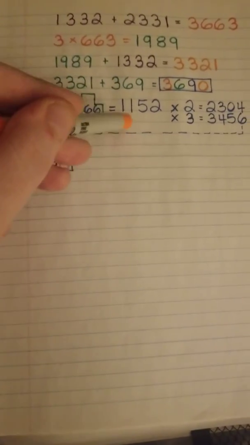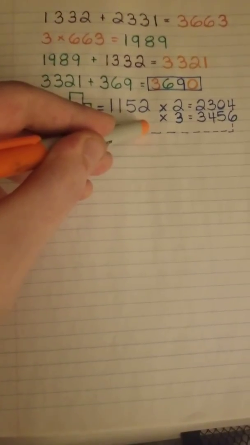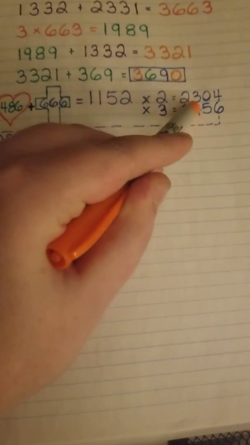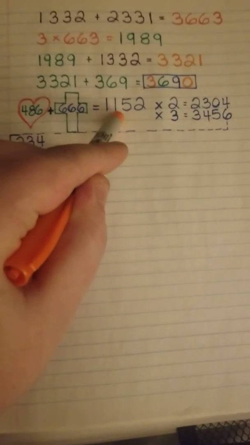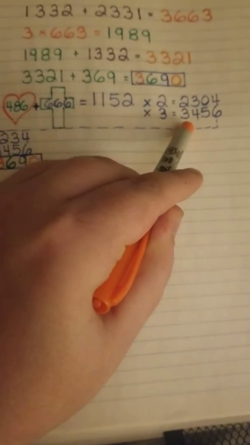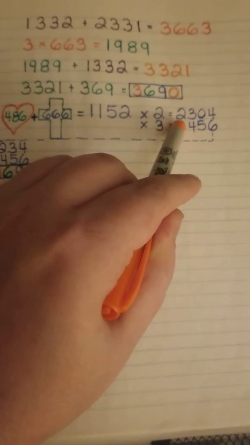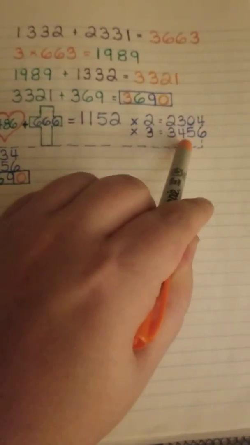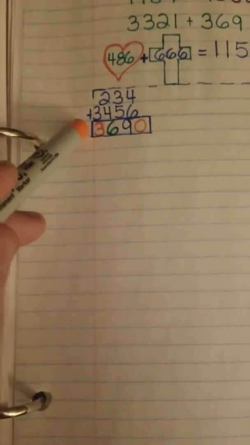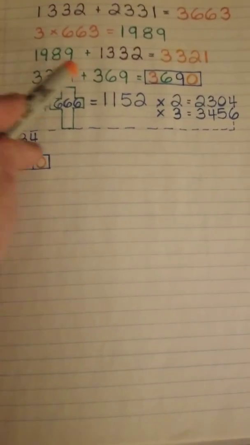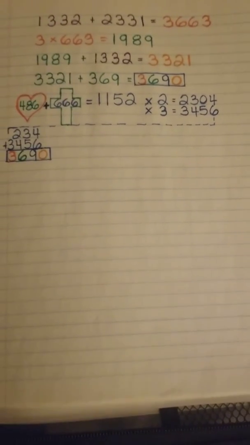Add them together and you get 1,152. Now, 1,152 times 2 is 2,304. 1,152 times 3 is 3,456. So, the cool thing about that is 234, 3456. Well, if you were to add 234 plus 3456, you get 3690. The same as your 3321 plus 369. So I thought that was pretty interesting.